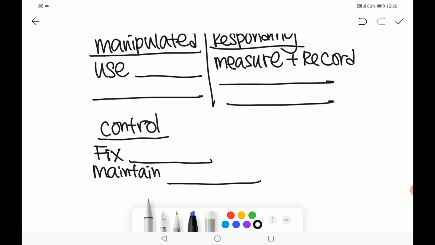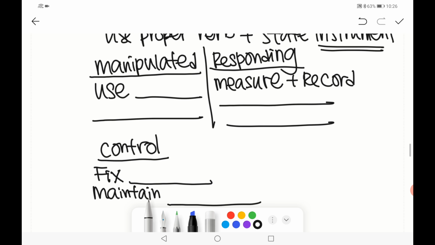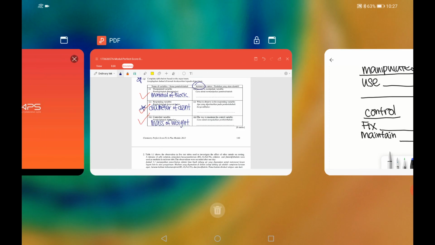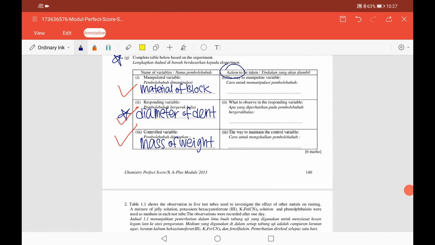So I repeat: for the manipulated variable, you can put the word "use" something to change something. When you come to the responding variable, it would be better if you put the words measure and record. And when you come to the control variable, it will be better if you put the word fix or maintain. Now let's apply this on the question.